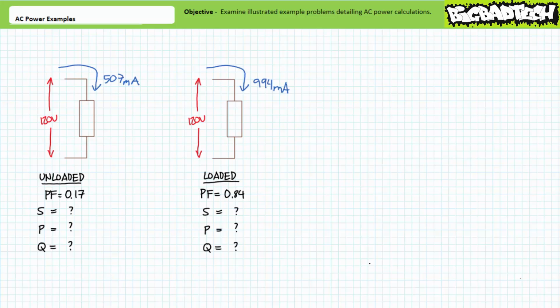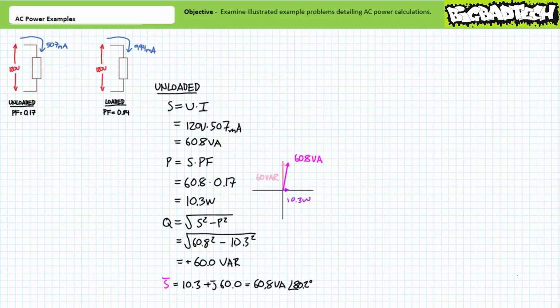In the loaded condition, however, a substantial amount of work is being done, evident by the much larger power factor of 0.84. However, the motor still requires a magnetic field to operate. Thus, we'd still expect a portion of power to be directed towards a reactive interchange. Let's examine the unloaded condition first.